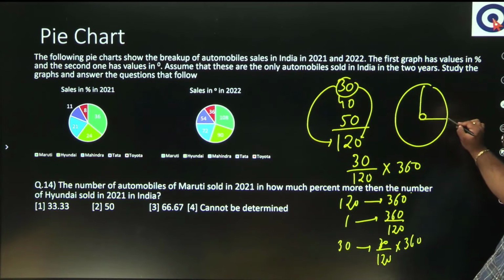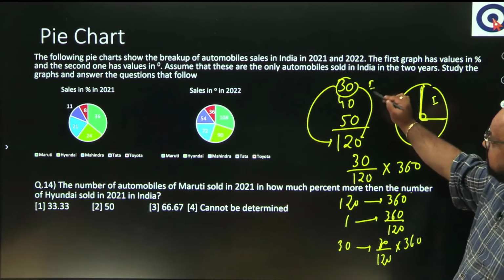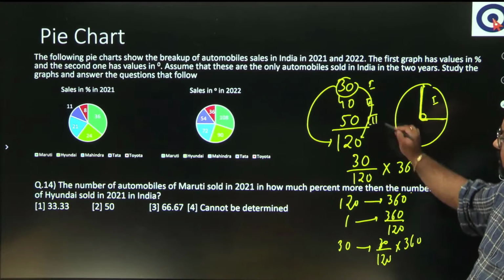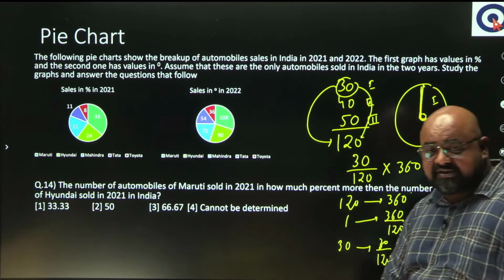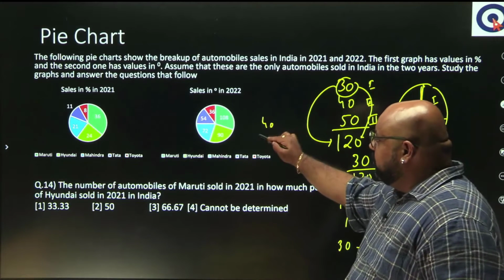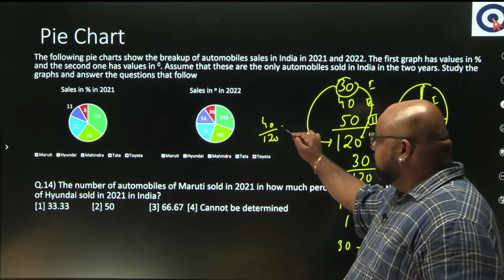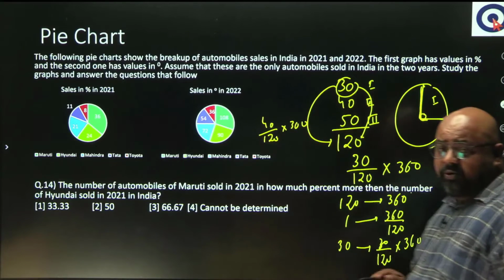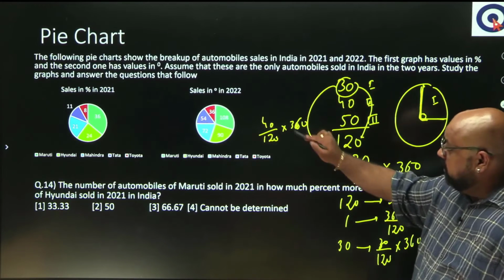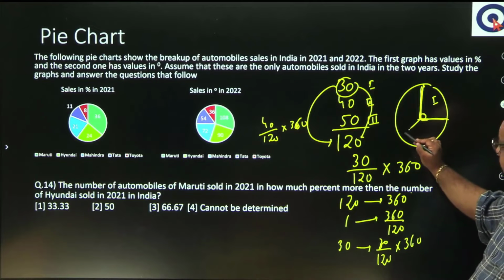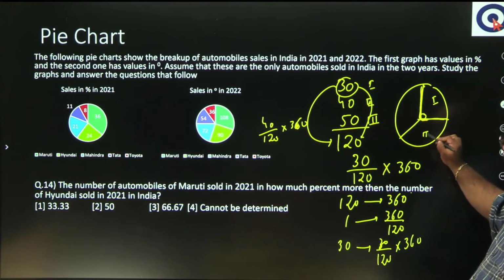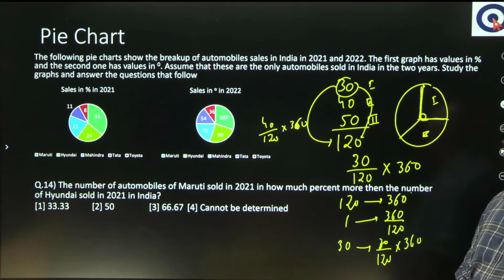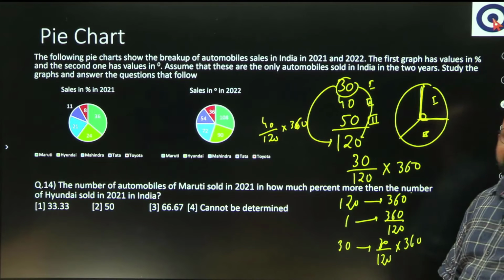So I draw a 90 degree angle here. This becomes section 1. So if this was section 1, this was section 2, this was section 3. What will be the angle for section 2? 40 upon total into 360, which will come out to 120. So from here I will draw a 120 degree angle. The remaining, in this case the third one, will be 150 degrees.